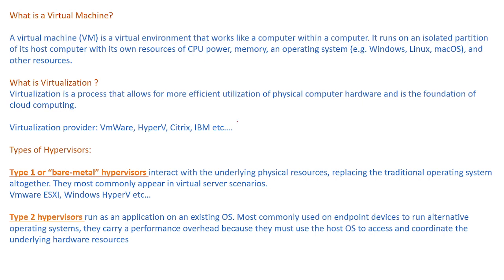That's why I mentioned here: a type 2 hypervisor runs as an application on an existing operating system. But the type 1 hypervisor interacts with the underlying physical resources. It means if you have CPU, memory, and hard disk, the hypervisor interacts with those physical resources and replaces the traditional operating system altogether. It will help you create small virtual machines out of that bigger physical box. That is called type 1 and type 2.